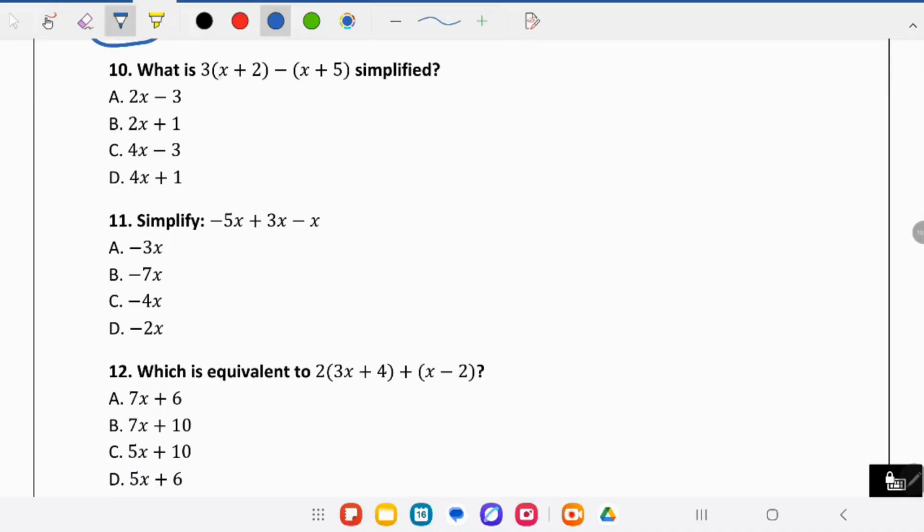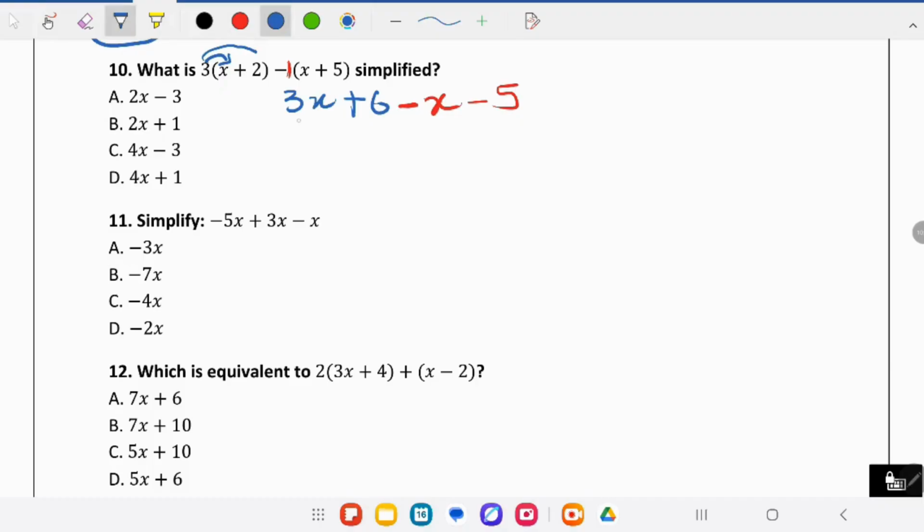In this question, I will open this bracket by distributing 3. 3x plus 6, and my other bracket is negative. There is no number before this negative sign. It could be invisible 1. So -1 times x is negative x, and -1 times plus 5 is -5.